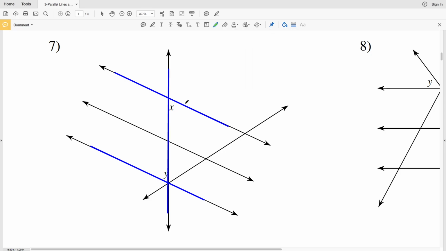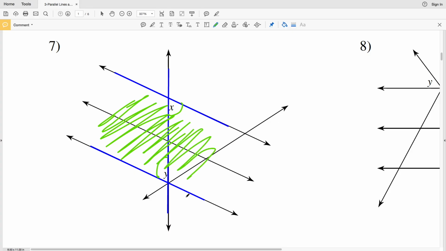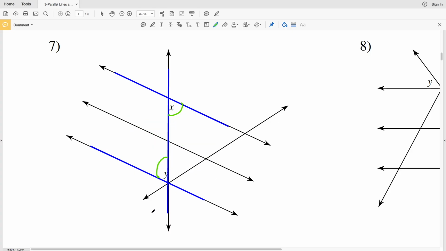From this, you can see that both x and y are on opposite sides of the transversal, where this line is our transversal, and they're both interior or in between our intersected lines. So in number 7, x and y are alternate interior angles.